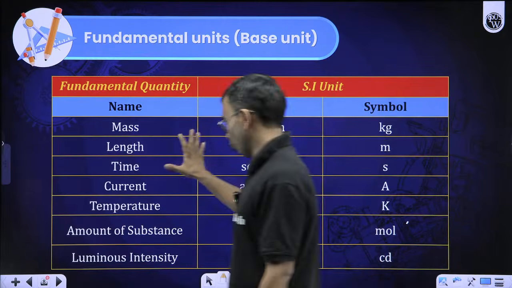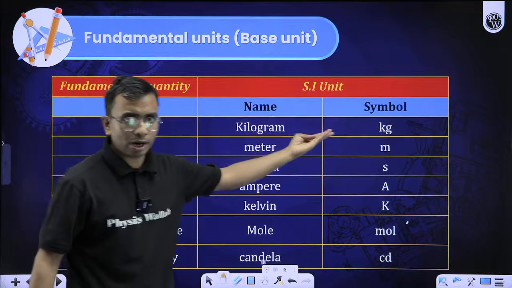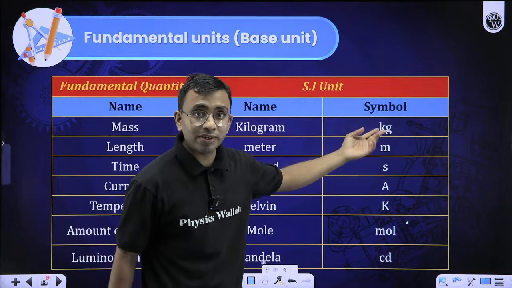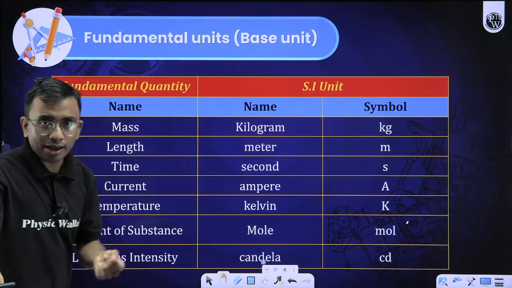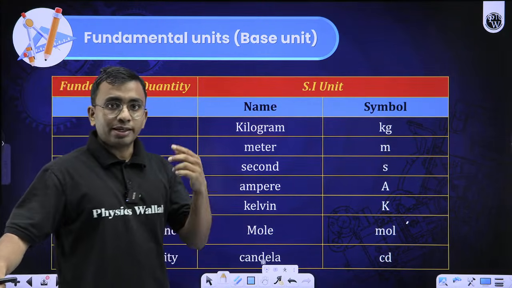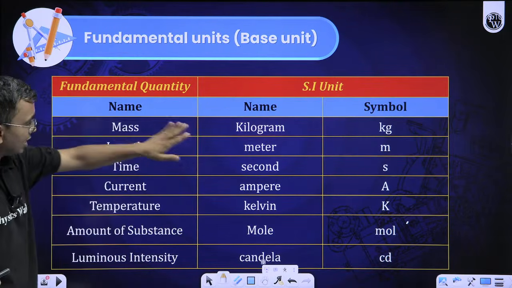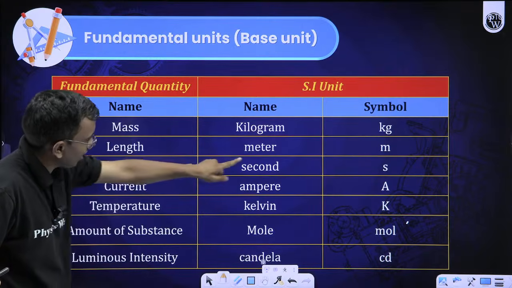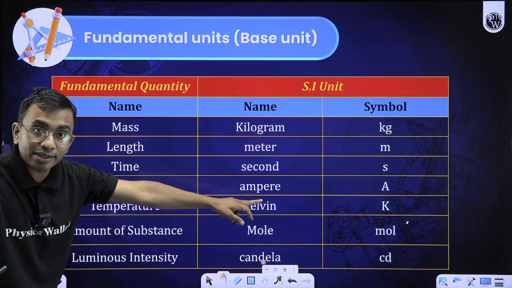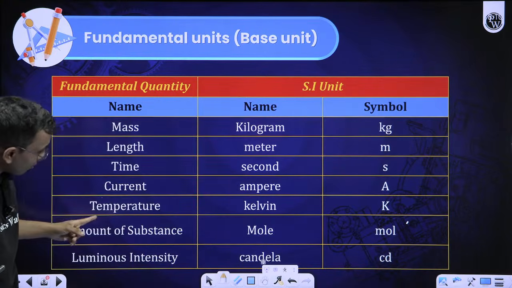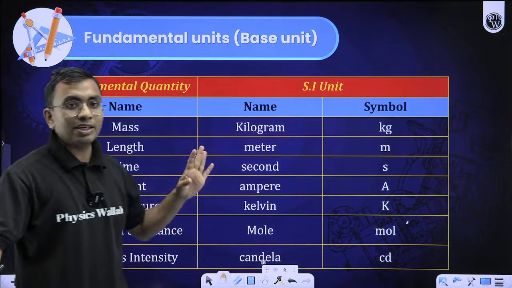Now, what is the symbol of that? For mass, we use kilogram as the unit. That is our SI unit, by the way. For mass you can also measure in grams, or in pounds, but SI is kg. So for mass we have kg, for length we have meter, for time we have second, for current Ampere. For temperature, we measure in Kelvin, not in Celsius. For amount of substance, we have mole, and for luminous intensity, we have candela.